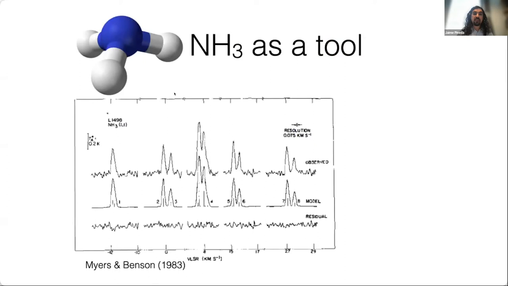Moreover, when we look at the spectrum of ammonia, we can see that there are many different hyperfine components, all in one shot, and those are all coming from one transition line. The beauty of this is that since we know the relative statistical weights between the hyperfine components, we can use these to have exquisite accuracy on the velocity information of the gas that is being probed by ammonia.